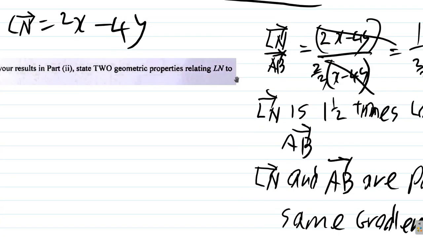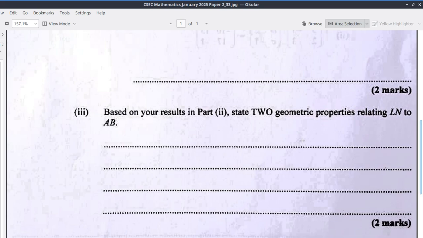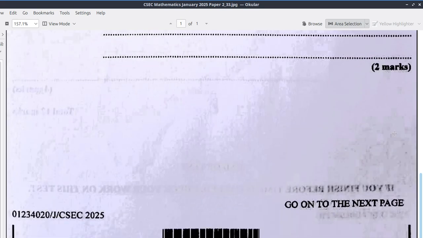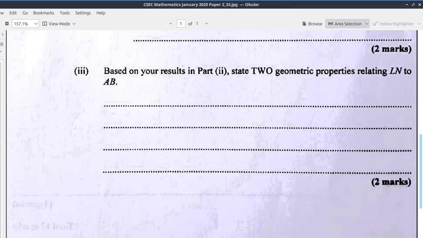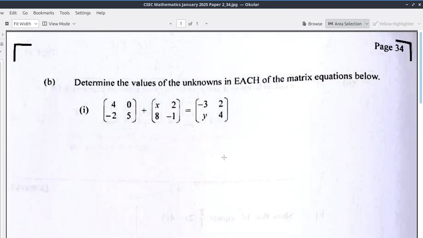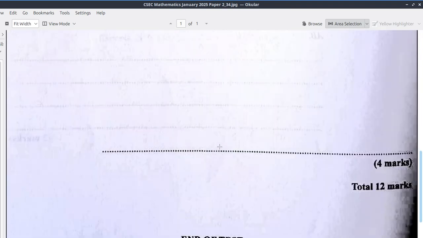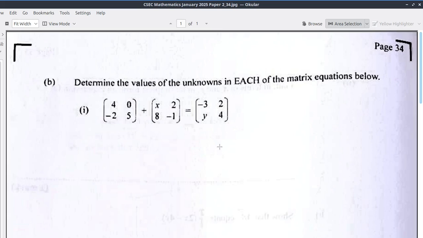So you state the two geometric properties relating LN and AB, 2 marks. What else is there? Okay, part B is about matrices. So let's do part B in our next video.